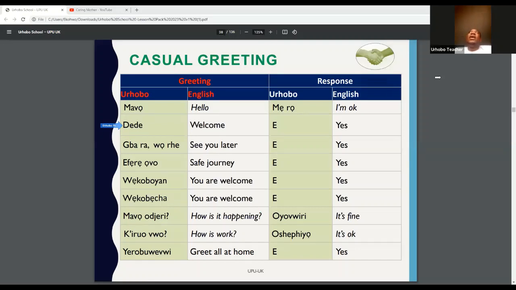Then as we, if you come to visit us, we can now say arare deduwe. Arare deduwe, that means we welcome you. Yes, as the admin said, you can't really use it on its own, like dede. When you want to say welcome, you can't just say dede. Rather, you just say wekobecha or wekobenya.